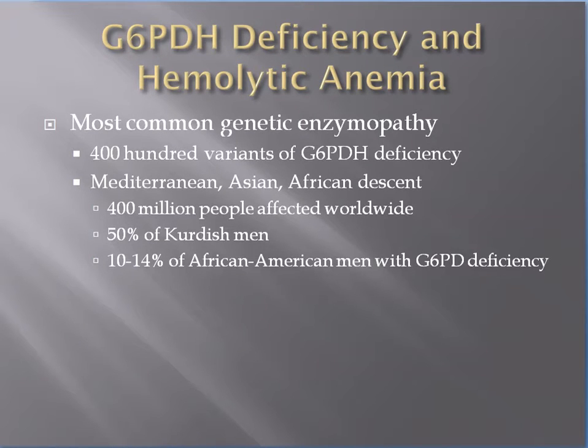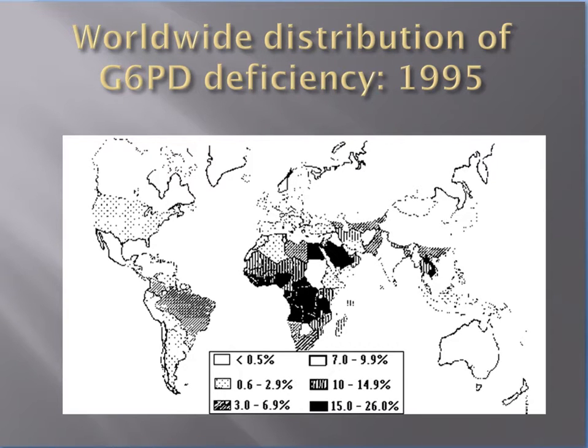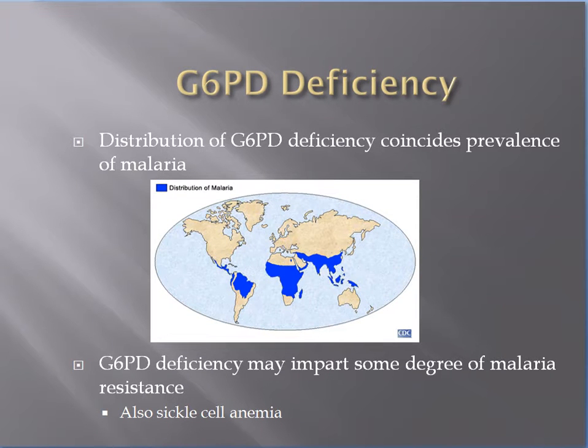This is glucose 6-phosphate dehydrogenase deficiency and hemolytic anemia, the most common genetic enzymopathy, with 400 variants. It is common in people of Mediterranean, Asian, and African descent, with 400 million people affected worldwide, including about 10 to 14% of African American men. Its worldwide distribution is shown as of 1995. The deficiency may be related to the prevalence of malaria, and may offer some degree of protection against malaria, similar to sickle cell anemia.